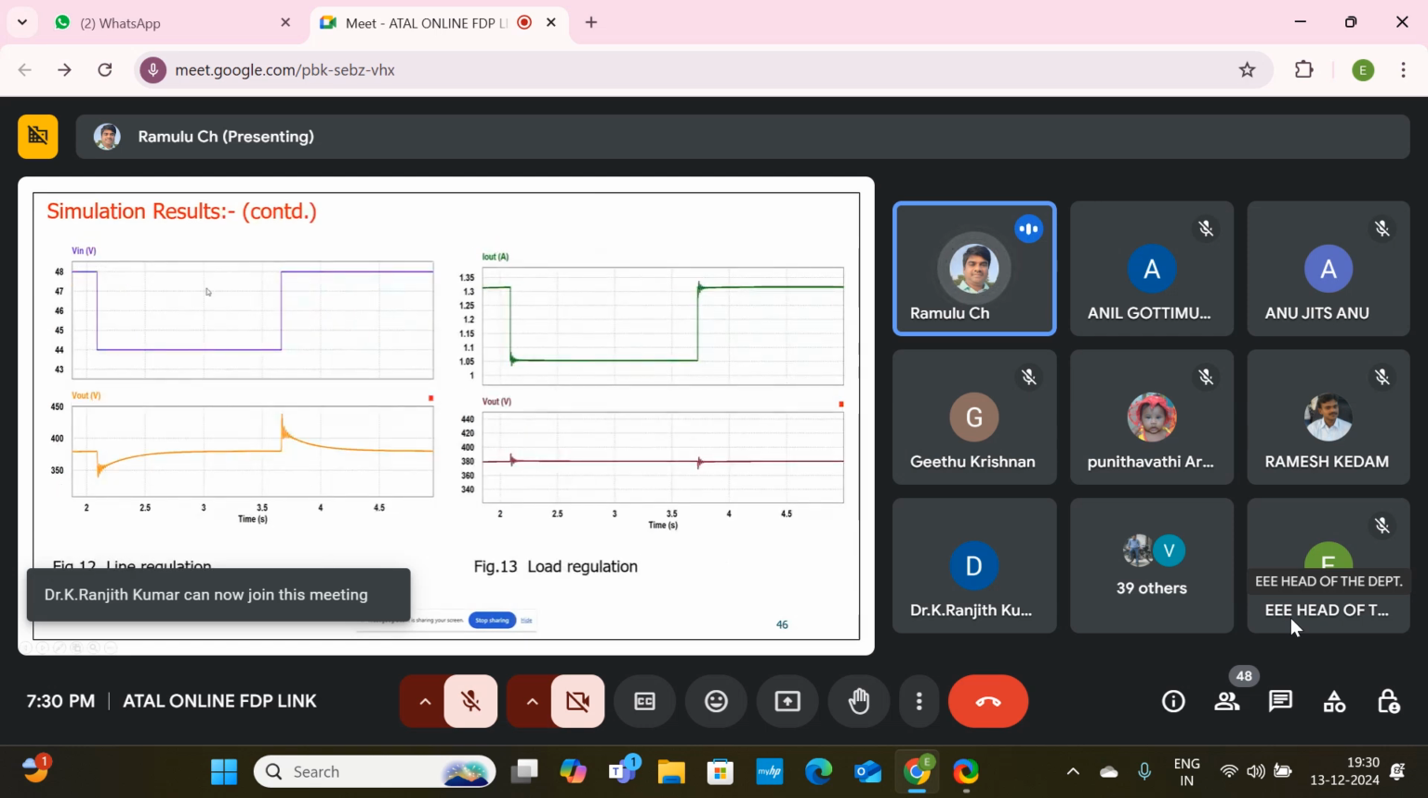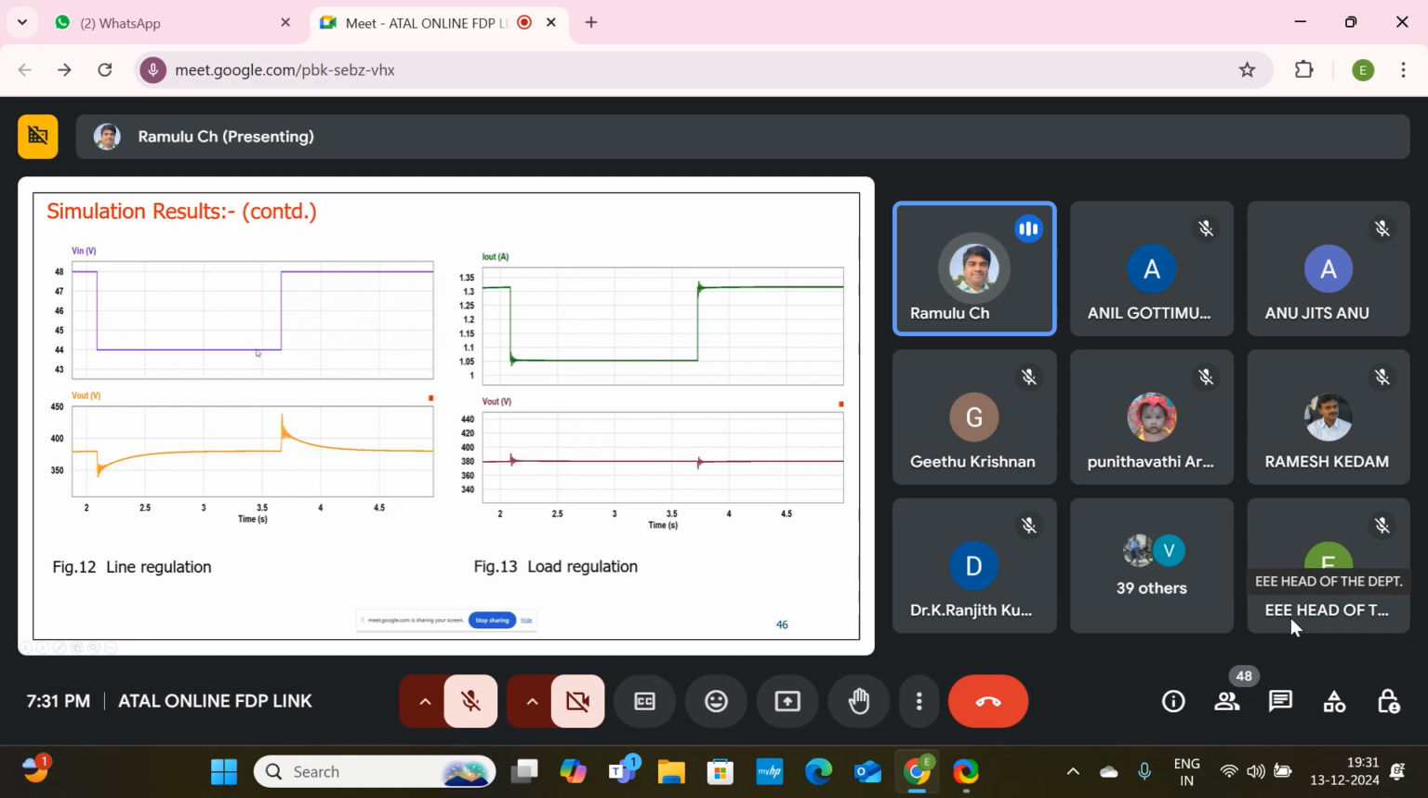Then another thing we also tested. This is only what we designed, and another thing is the line regulation. This is figure 12, the left hand side is line regulation, and this is the load regulation. What is line regulation? Line means input supply. When I change the supply, first for this period 48 I am applying. Then suddenly, from here to this point, I decrease the voltage, and for this much time I applied only 44.